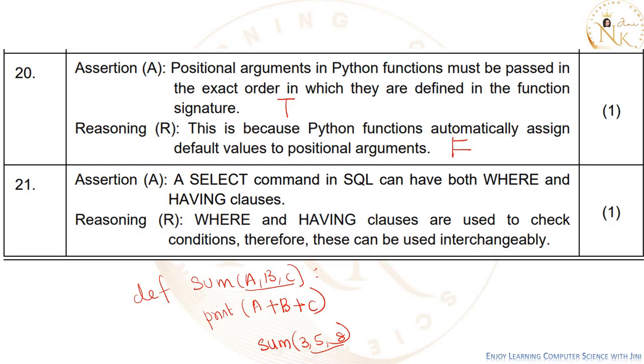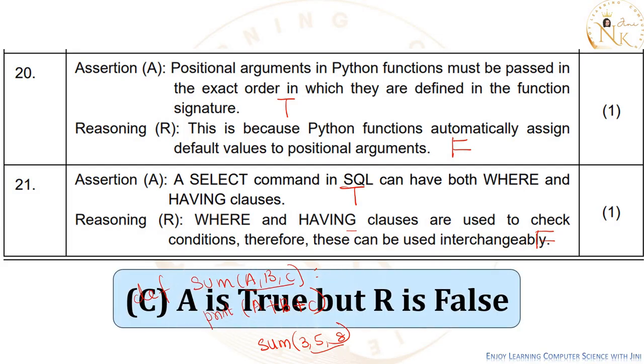For the next one, 21st question. A select command in SQL can have both where and having clauses. Yes, it can have. So this is true. Where and having clauses are used to check conditions. Therefore, these can be used interchangeably. Can you use where and having clauses interchangeably? No. Having clauses can be used only for group by. So this statement is false. Assertion is true, reasoning is false. A is true but R is false. Option C is the correct answer. So you have to read carefully and answer.